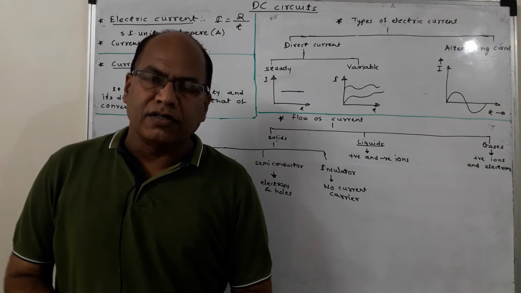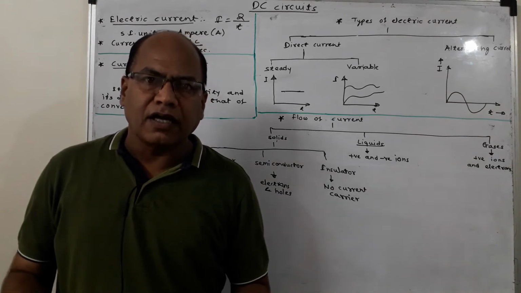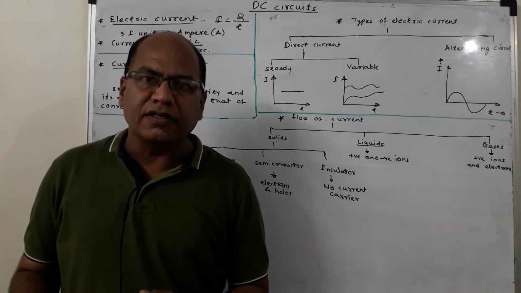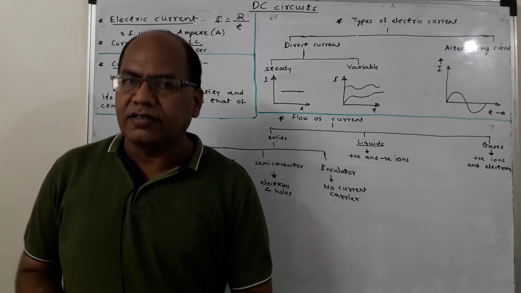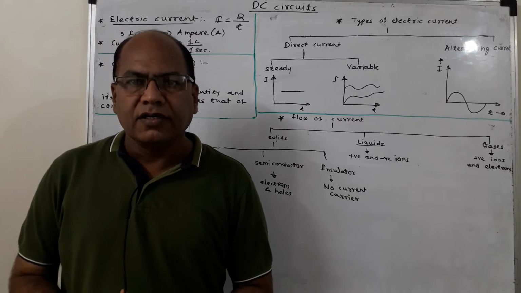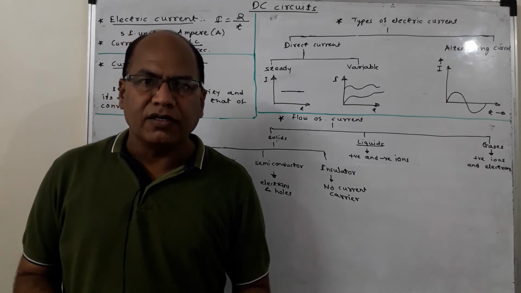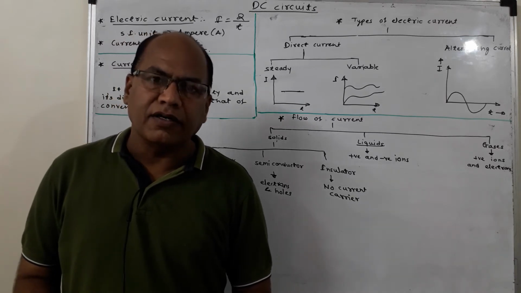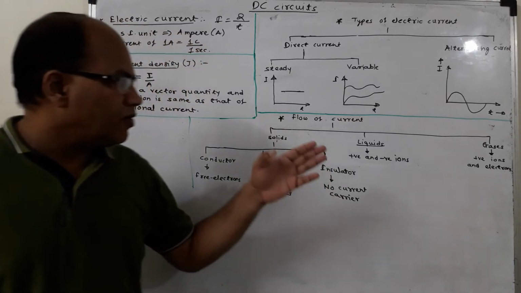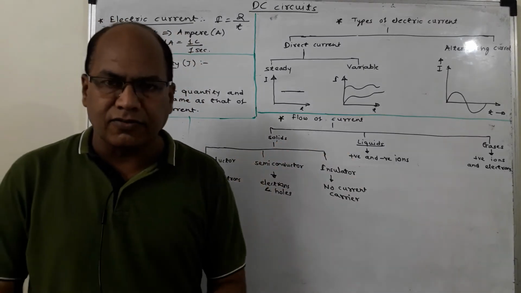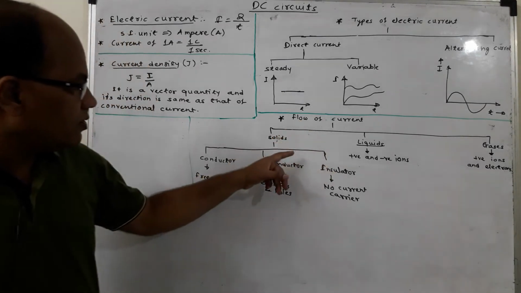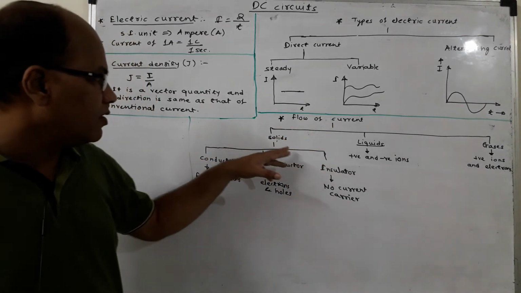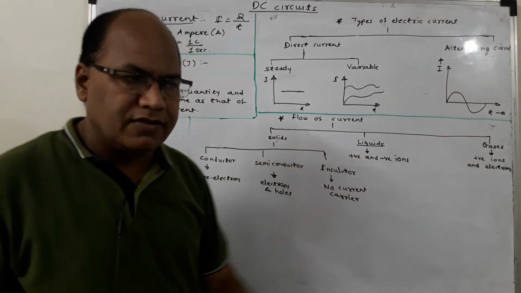Now we know that matter is available in nature in three states: solids, liquids and gases. The question is, can a current flow through solids? Can it flow in liquids? Or is it possible for current to flow through gases also? Now in order to explain it, I am going to define the flow of current in solids, liquids and gases.